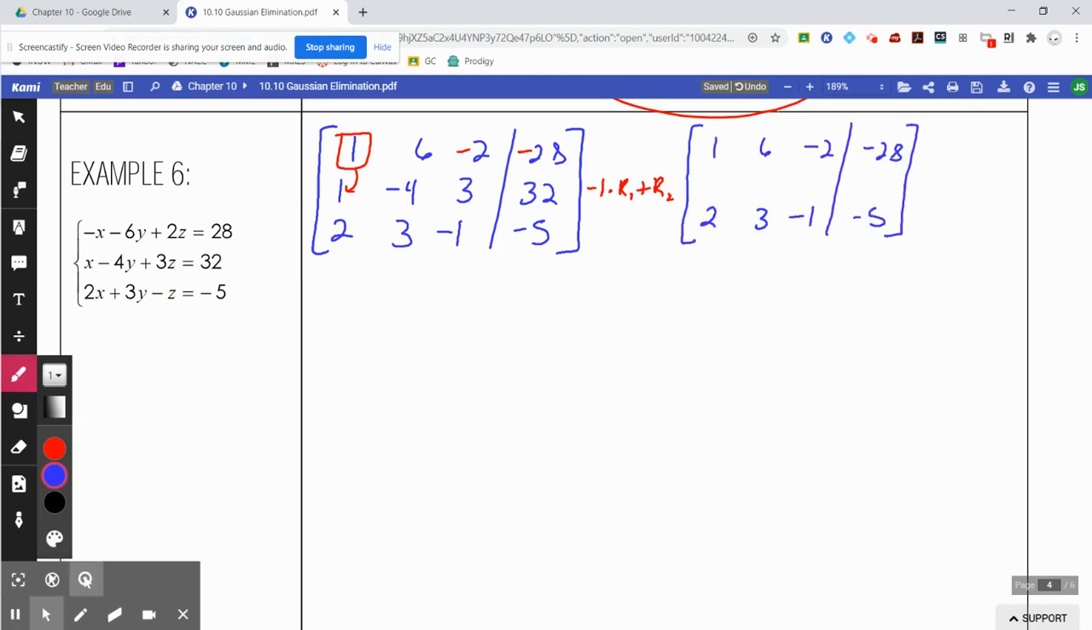And let's perform the operation on row 2. Multiply by -1 and add it. Multiply by -1 and add it. Multiply by -1 and add it. And multiply by -1 and add it gives you a 60.